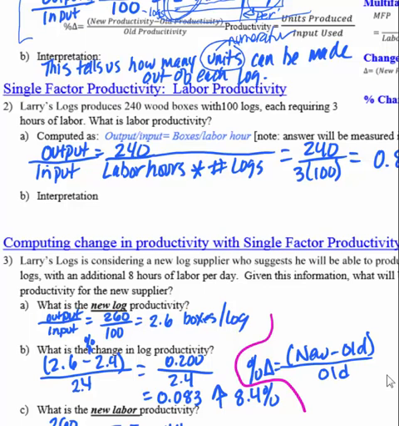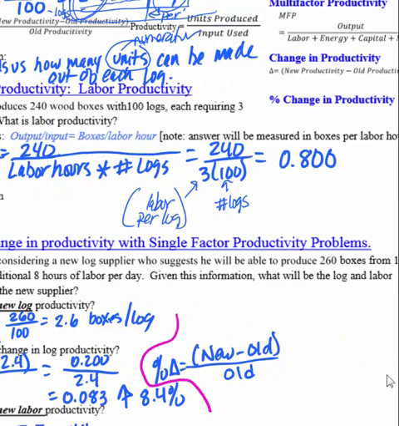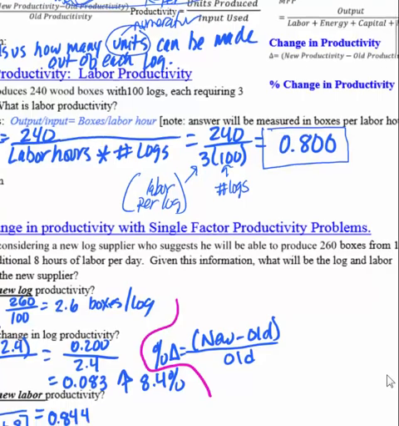The way we do that is by multiplying the number of logs times the amount of labor per log. In this case, I tell you that each log requires 3 hours of labor. So essentially, we have 300 labor hours. We take 240 and divide that by 3 times 100, and we're going to get 0.800.